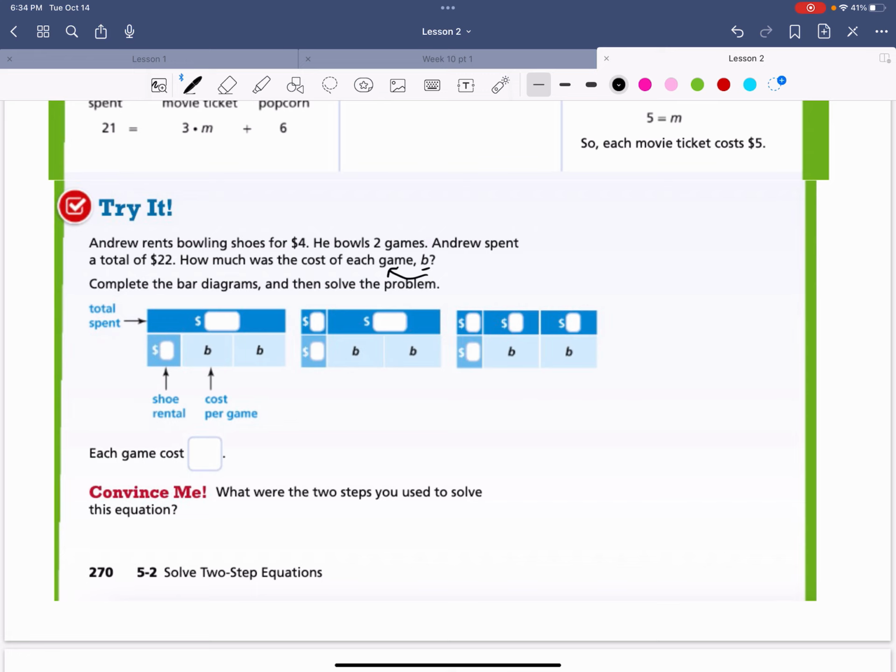So, his total spent was $22. And his shoe rental was $4. The cost per game is B. That's why there's 2, because he played 2 games, and that's the cost for each of the games.